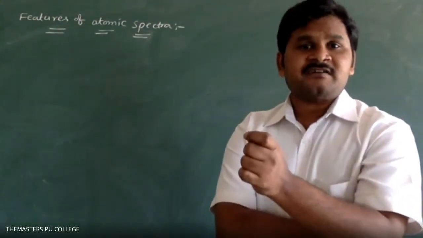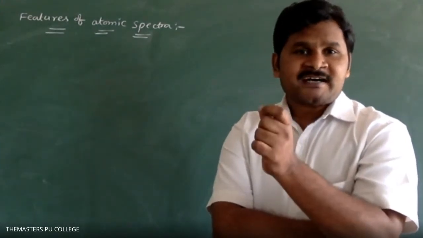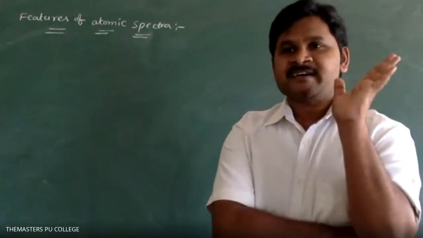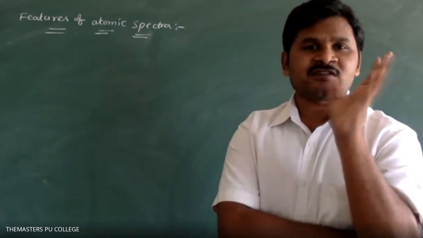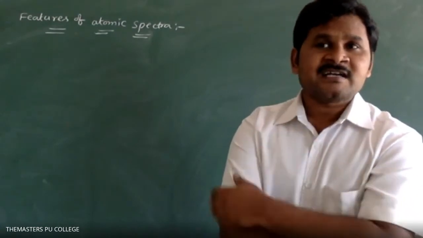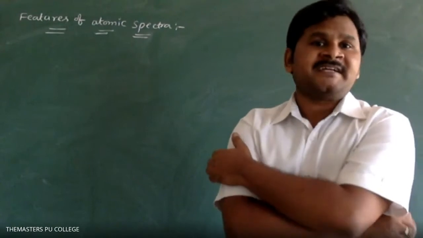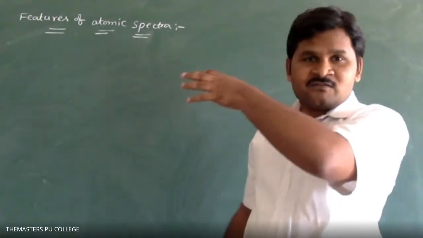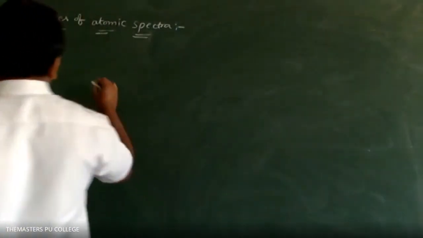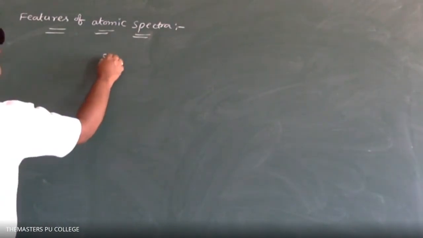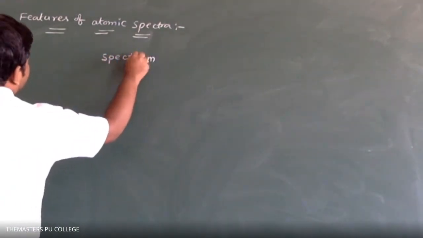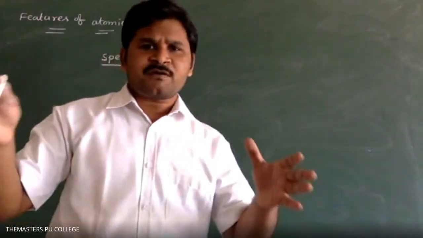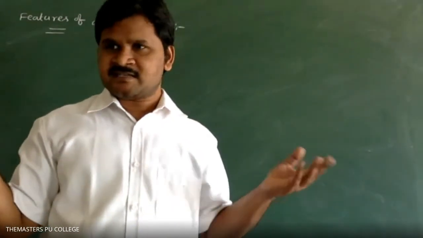The instrument used to know the spectrum of a compound is called a spectrograph or spectrometer. We have two types of spectra that I will write in the form of a flowchart. Please observe. In simple language, spectrum is nothing but a group of frequencies or a group of wavelengths.